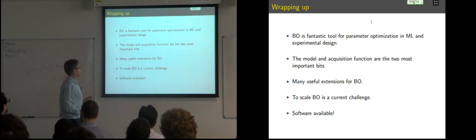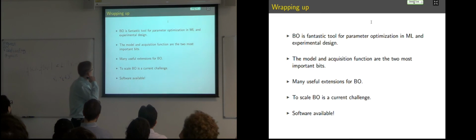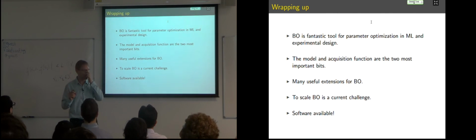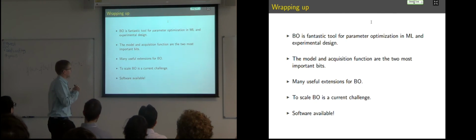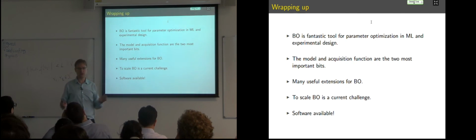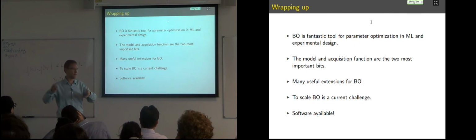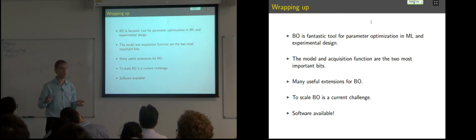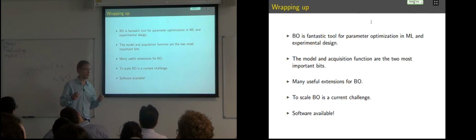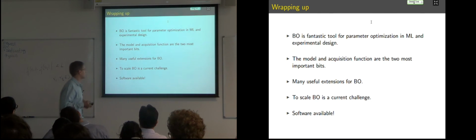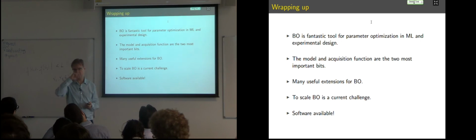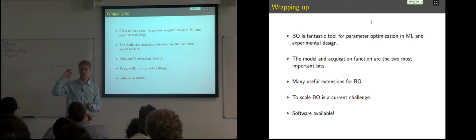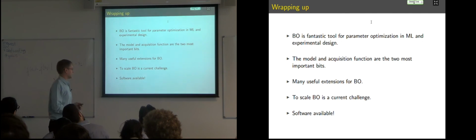So that's all I wanted to say. Just wrapping up, I think Bayesian optimization is a fantastic tool to solve optimization problems. The model and the acquisition function are the two most important bits. And you can define your own acquisition function depending on the problem in which you may be interested. Many useful extensions. I think the current challenge of BO is to scale up the method to a large number of dimensions and for a large number of data points.